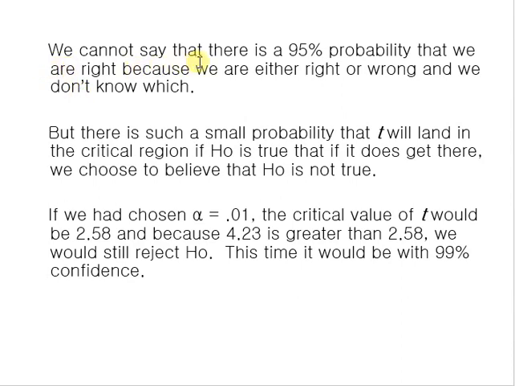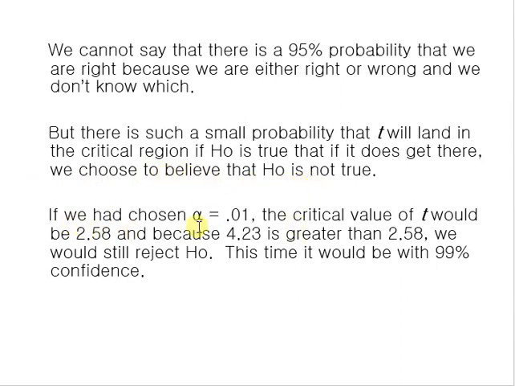We cannot say that there is a 95% probability that we are right, because we are either right or wrong, and we don't know which. But there is such a small probability that the t will land in the critical region if the null is true, that if it does get there, we choose to believe that the null is not true.